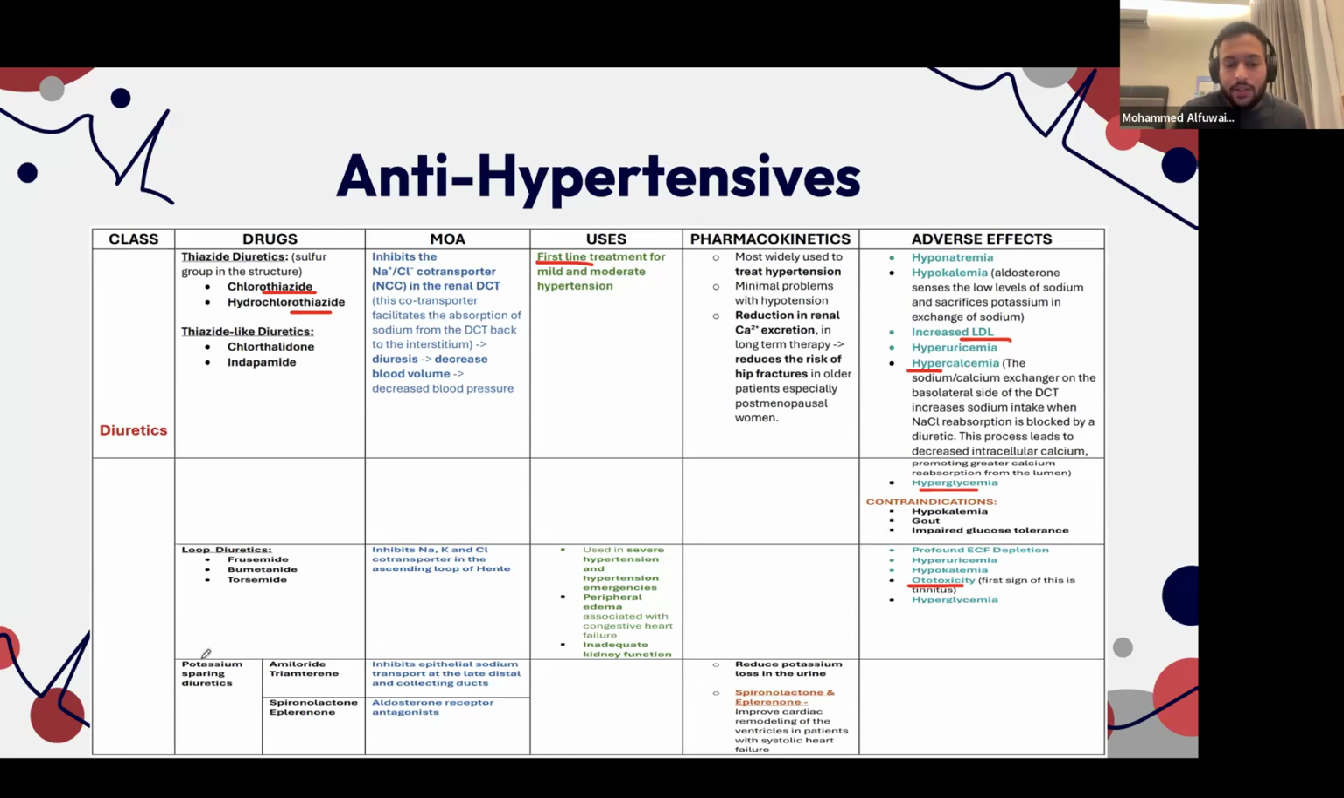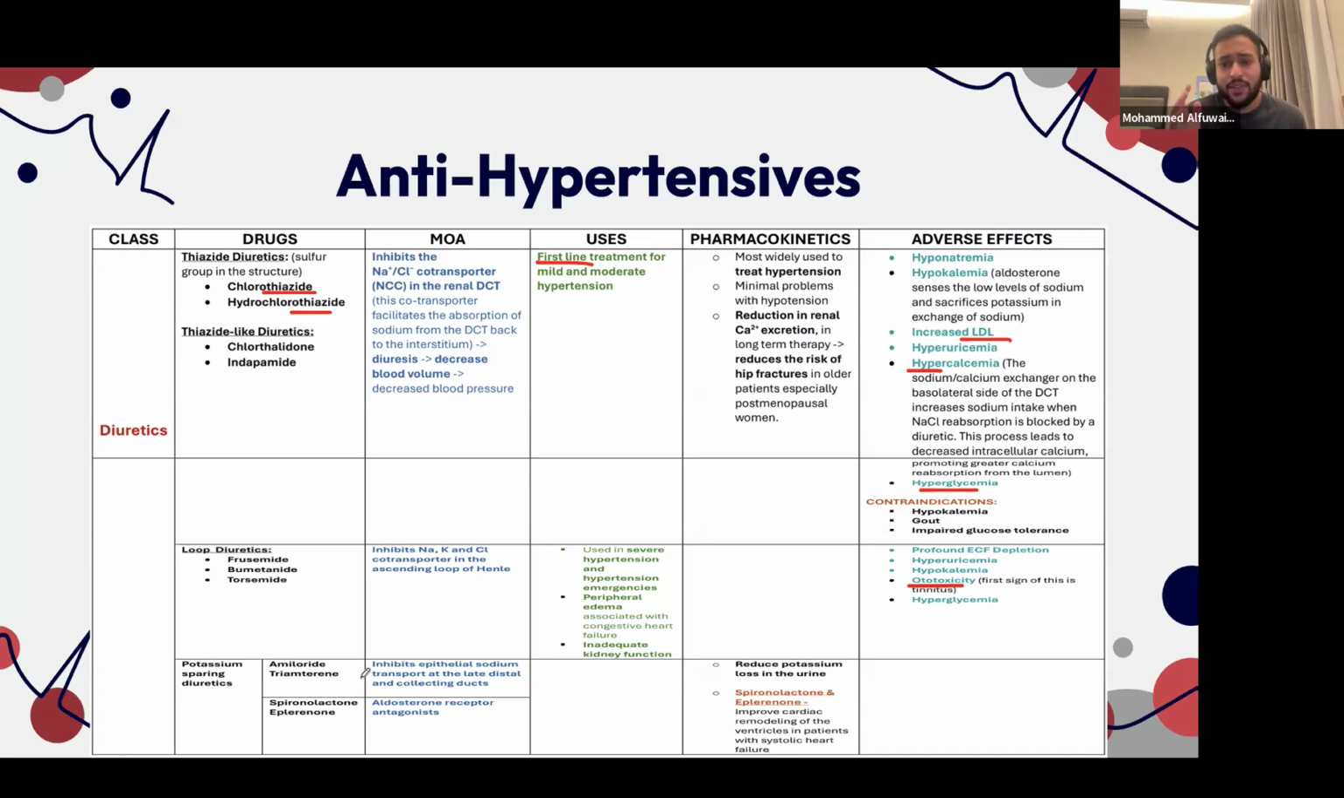Another class of diuretics not routinely given for hypertension is potassium-sparing diuretics. So this doesn't actually have an effect on potassium except for spironolactone because it inhibits aldosterone, so it can cause hyperkalemia. But other than that, it doesn't cause hypokalemia like these two, okay? So you have spironolactone, eplerenone, and then the epithelial sodium channel blockers, okay? Now, these medications are more routinely given for heart failure, okay? And I'll mention why it's given in heart failure later.